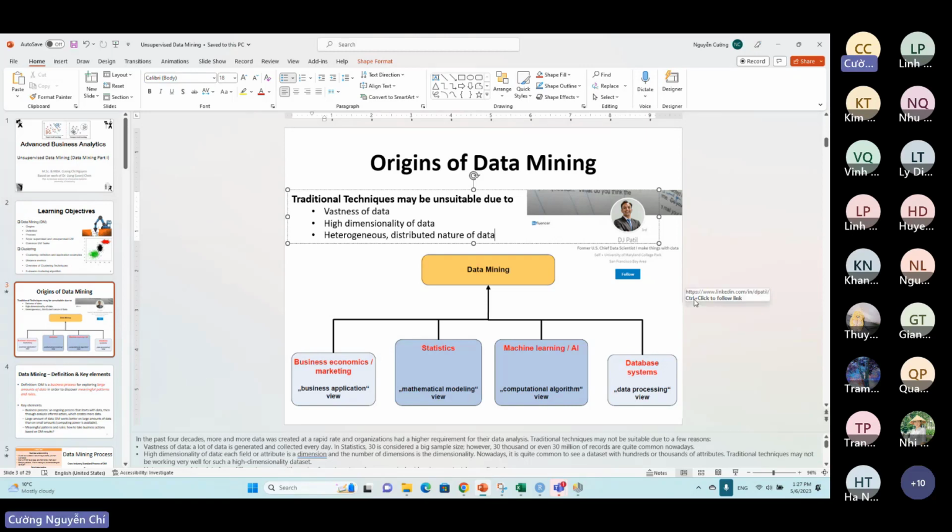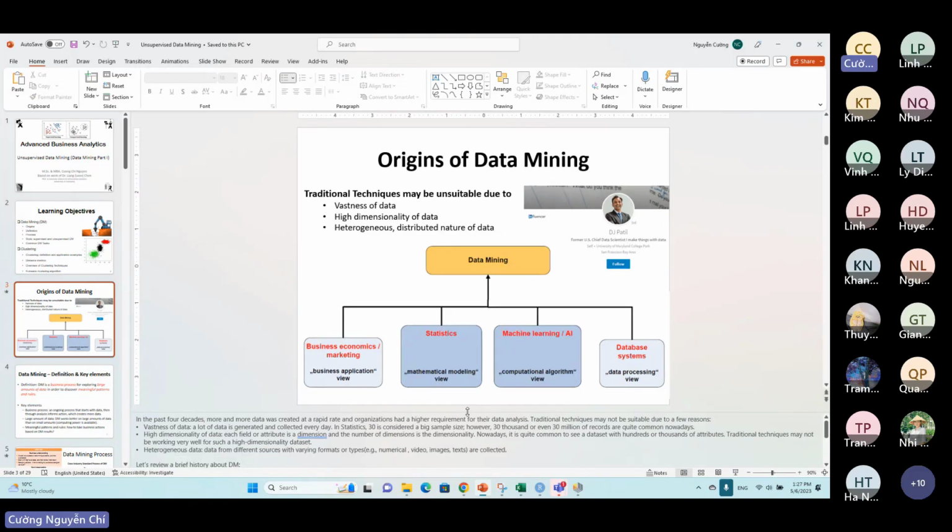So with the vastness of the data, the complexity of the data and the distributed nature of data, people cannot just use the traditional techniques. They have to figure out and establish more advanced data mining and data analytic methods, and that's what people call data mining.